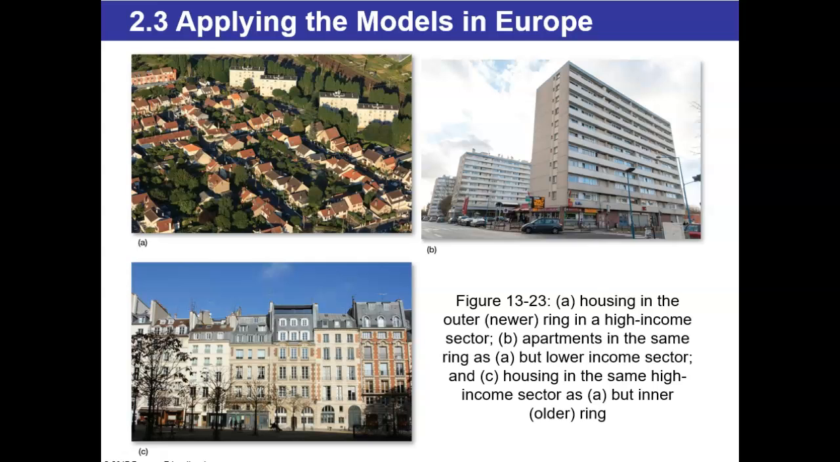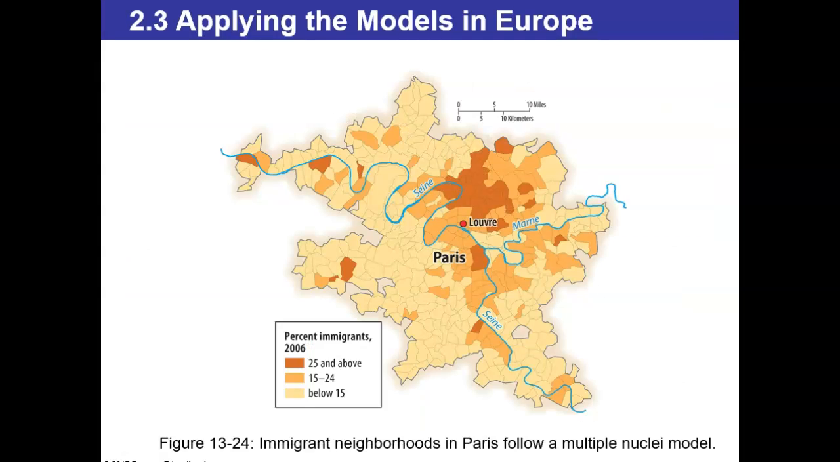In figure 13-23, we can compare rings and sectors in Paris. A has housing in an outer ring and a higher income sector. B has housing in the same ring as A, but in a different sector. And C has housing in the same sector, but in an inner ring. Figure 13-24 shows the multiple nuclei model. And immigrant neighborhoods, as you can see in Paris, follow the multiple nuclei model. The highest percentage of immigrants in the node are in northern suburbs.